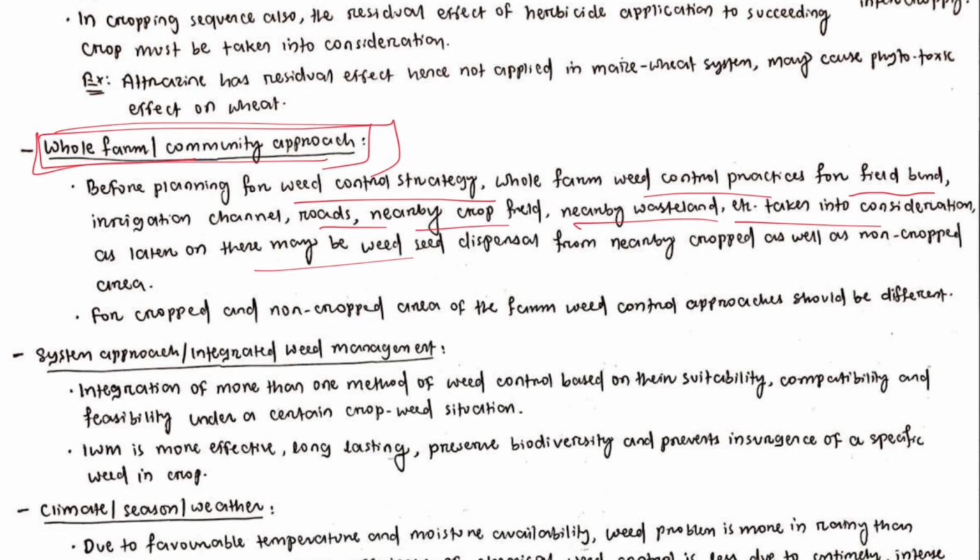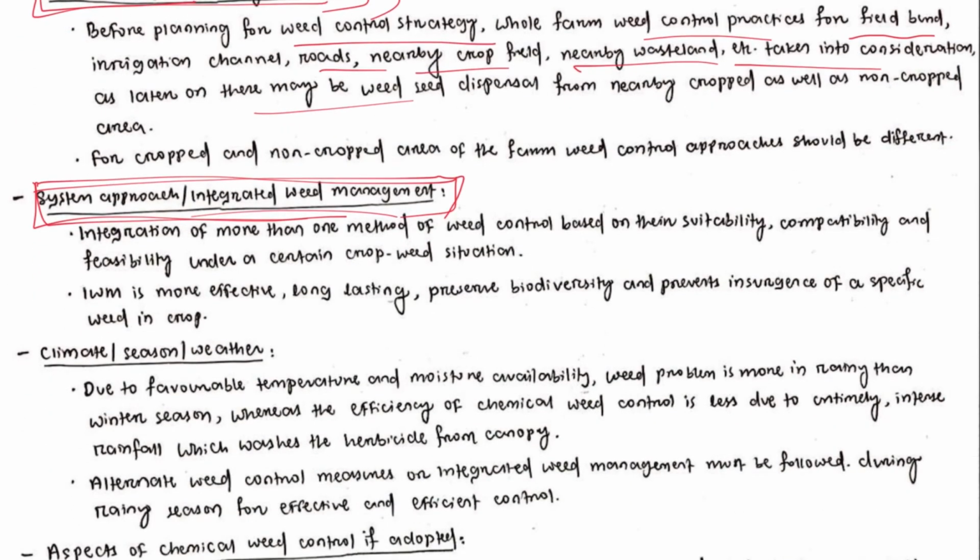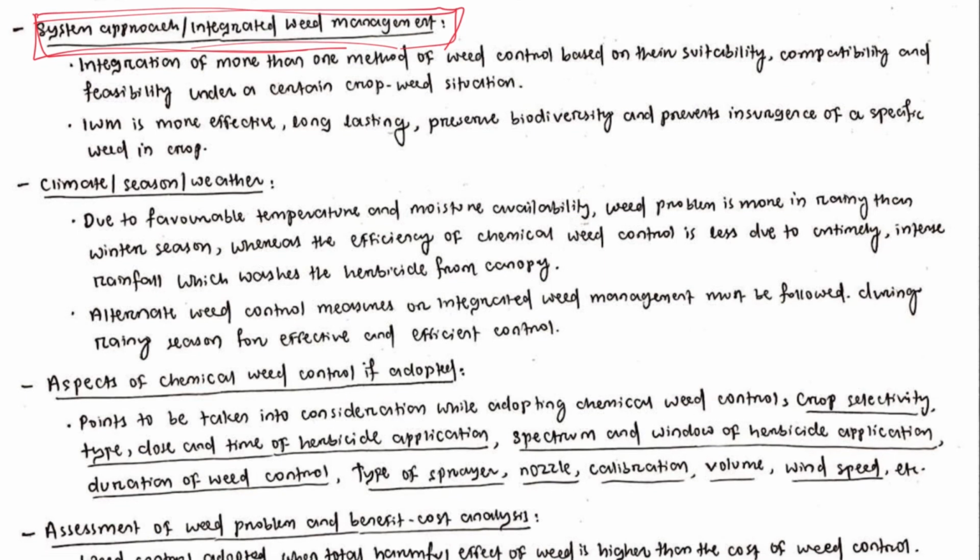Then a system approach or integrated weed management approach is always recommended, because if we do it in an integrated way, we can reduce our hazards, we can effectively control the weeds, and we maintain the biodiversity. It has a long term effect.